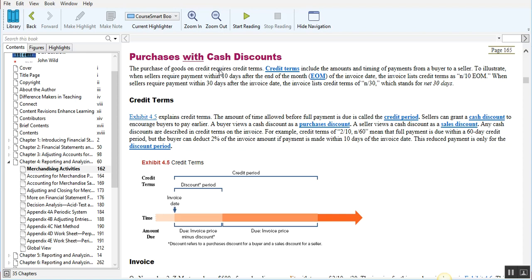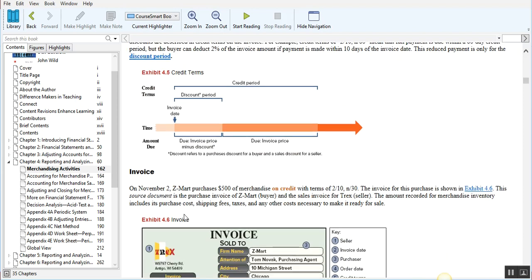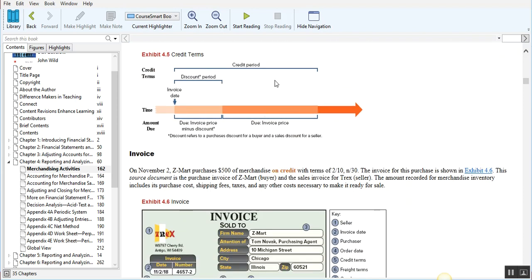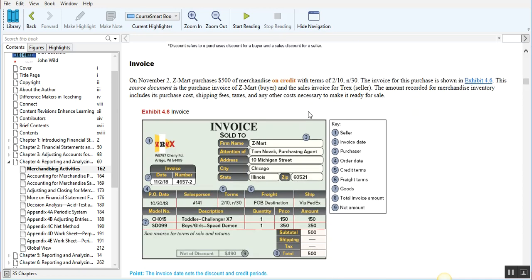So the way that you'll see this phrased is generally whatever the percentage is, like here 2%, it'll say 2/10, that's 2% if paid within 10 days. And then net 60, if it's paid within 60, and net basically is the full price. So you have a discount period from here to here during which you can actually pay the lower amount. The full price then would come into play out here if you were in the invoice period.